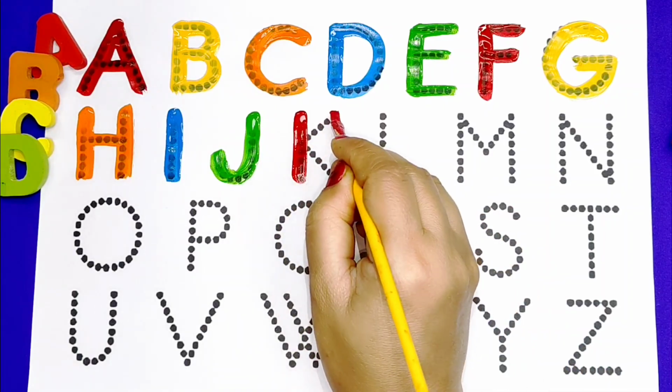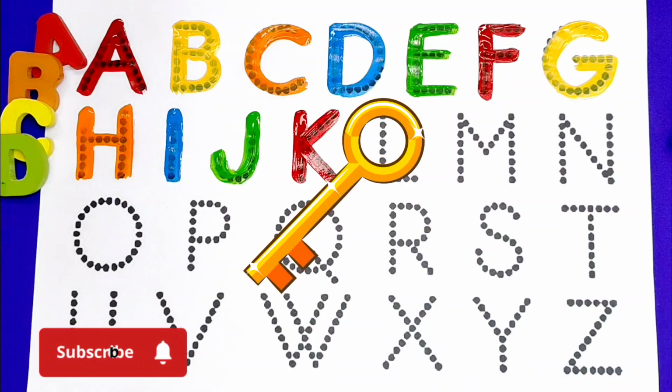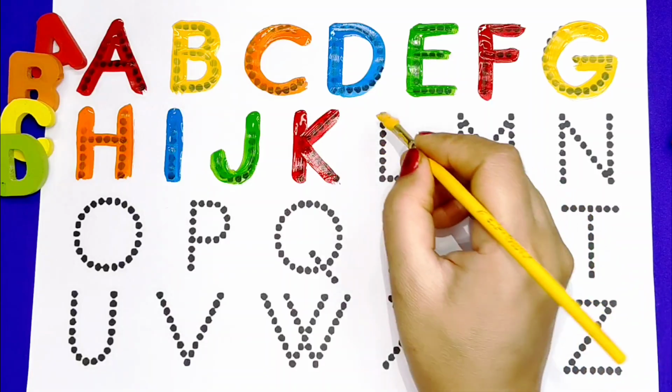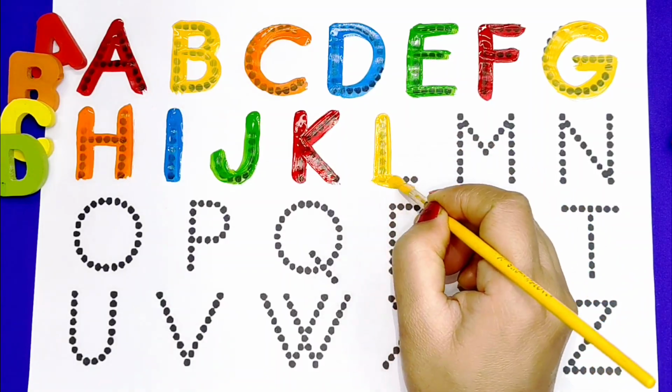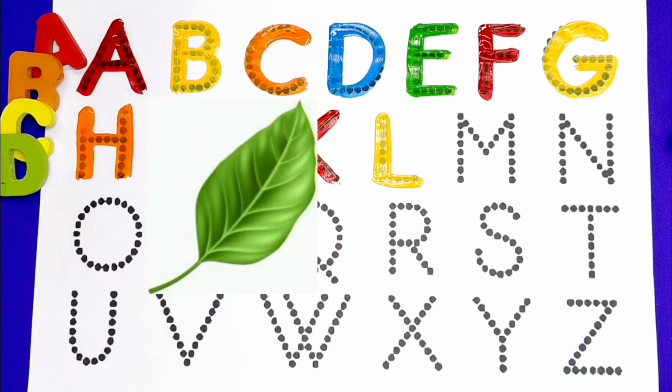Red color, K. K for key. Yellow color, L. L for leaf.